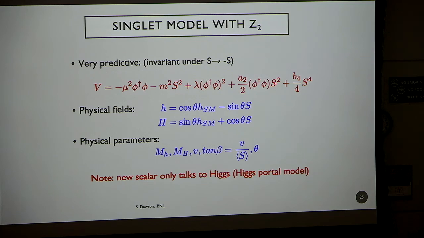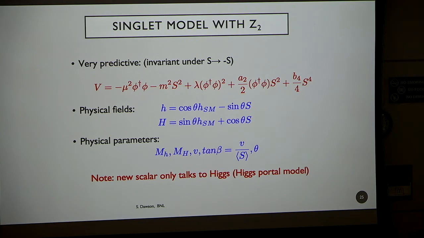And so when S gets a VEV and when phi gets a VEV, the fields mix, and the physical fields, which I'll call little h and big H. So big H is the new guy, and little h is the standard model. They mix by some mixing angle. So you get a 2 by 2 matrix, and you diagonalize. So you get a mixing angle, cos theta times the Higgs minus sine theta times the S.